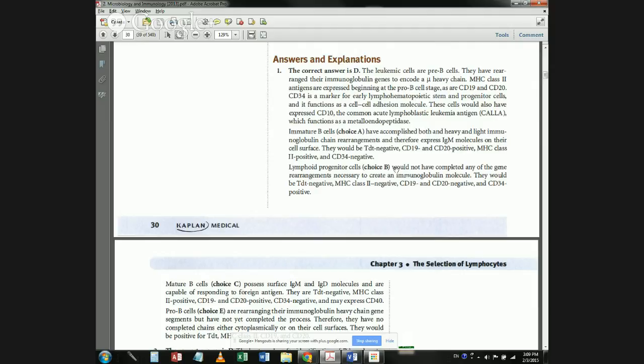Interesting. This is when they become negative, because once they become mature, well, so did immature B cells, didn't they? Immature B cells were CD34 negative. So are mature. I guess that means it's time for you to leave the bone marrow. So it probably means whether you're in the bone marrow or not, because note that they are positive in the pre-B cell stage. Okay. Sounds good. Okay, let's go to the next question.